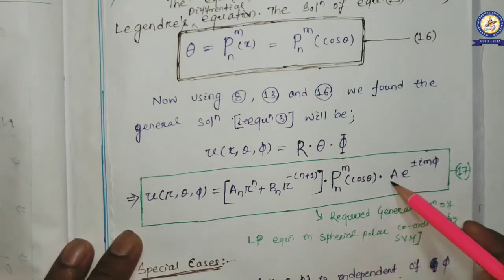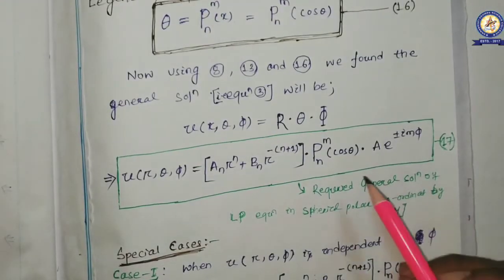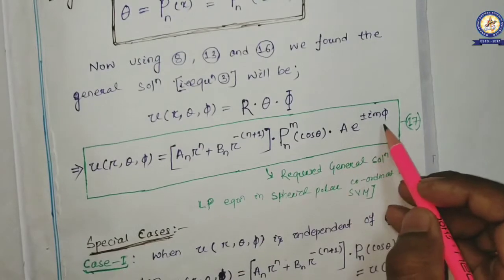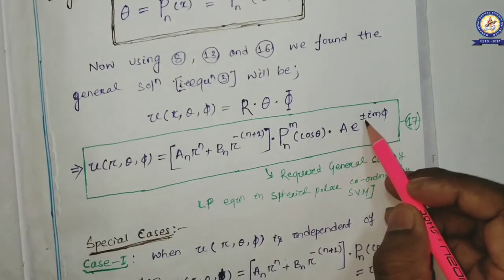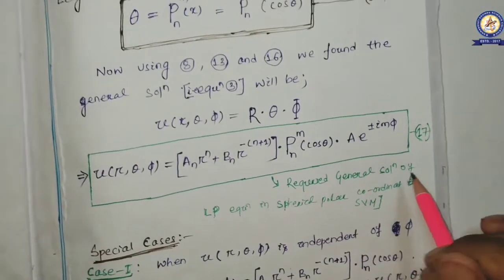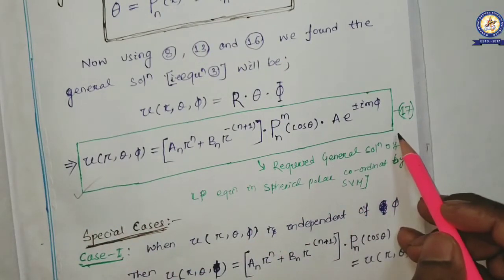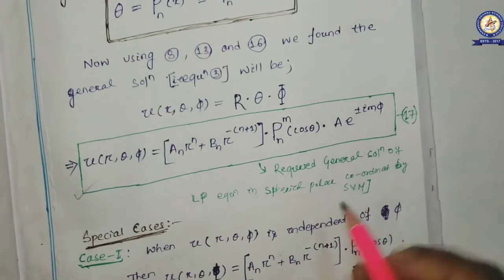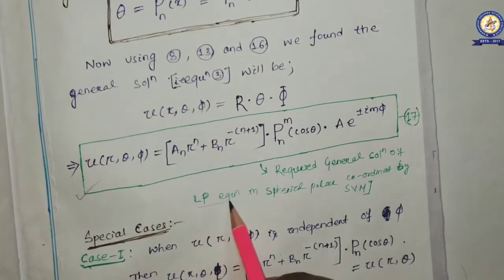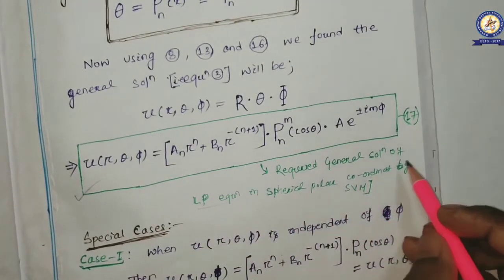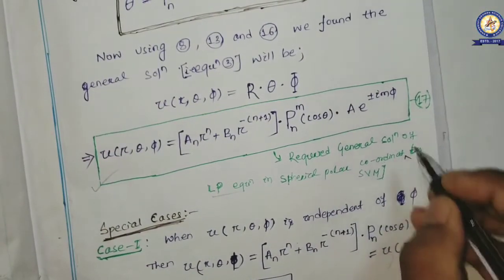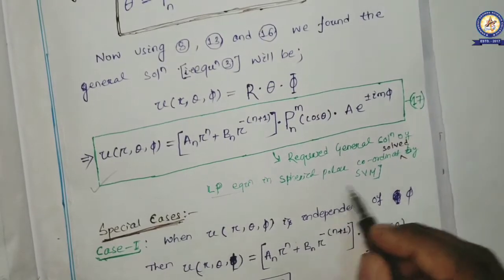Pnm cos theta into, instead of phi we can write a into e to the plus or minus im phi. Or we can write phi as a e to the im phi plus b into e to the minus im phi. This can also be written over here, but I have written a into e to the plus or minus im phi because most of the books have written in this format. This is the general solution of the Laplace equation in spherical polar coordinate system, and we solved it by using the separation of variables method, SVM.